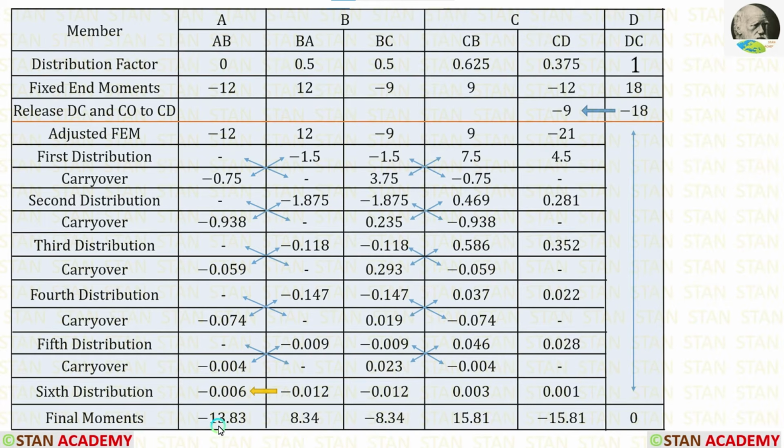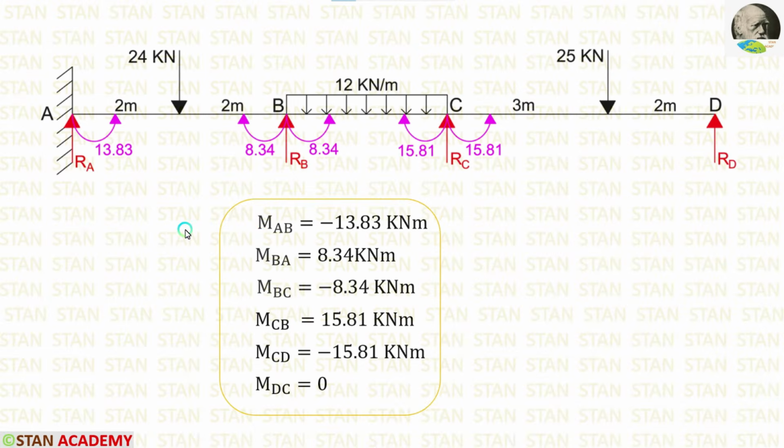Now let us add all of the values and find the final moments. We have to add the values from the adjusted fixed end moments. After adding all of the values, we are getting the final moments. For MAB, we are getting a negative value. That means MAB is acting in the anticlockwise direction.